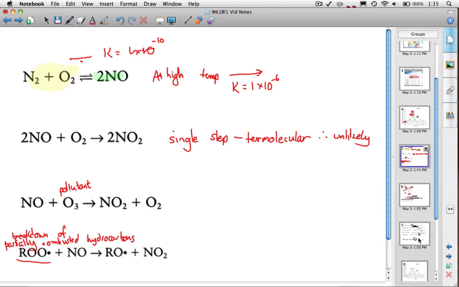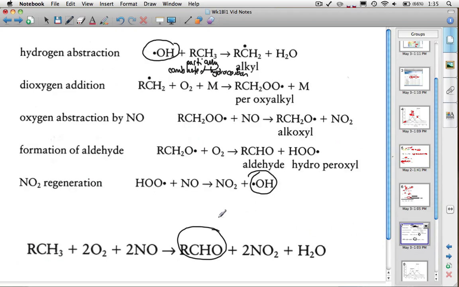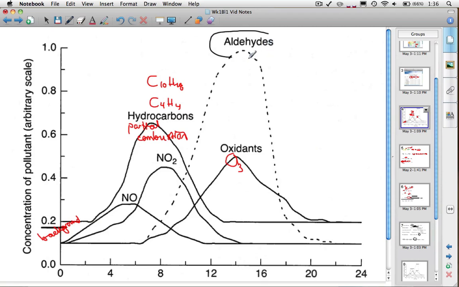So the moral of the story here is that once we've made the hydroxyl from ozone breaking down, that hydroxyl then breaks down all the hydrocarbons into simpler things and makes these aldehydes as a side effect.